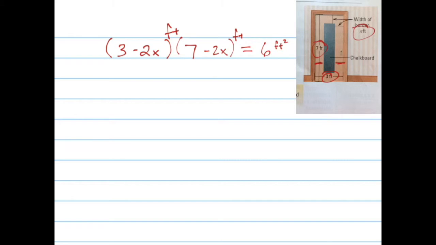So now we're going to solve by completing the square, but the first thing we need to do is FOIL out the left-hand side. Yeah, because we got to multiply it out before we can complete the square. So what do we get when we multiply the firsts? And the outsides. And the insides. And the lasts.